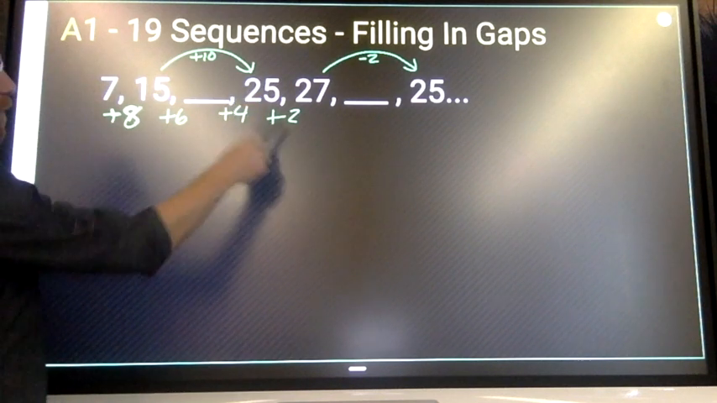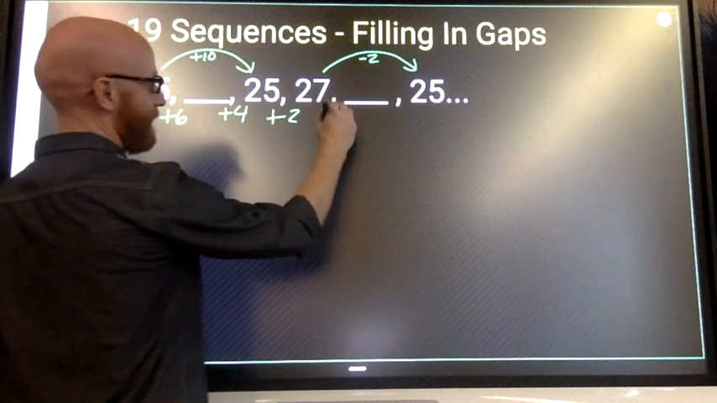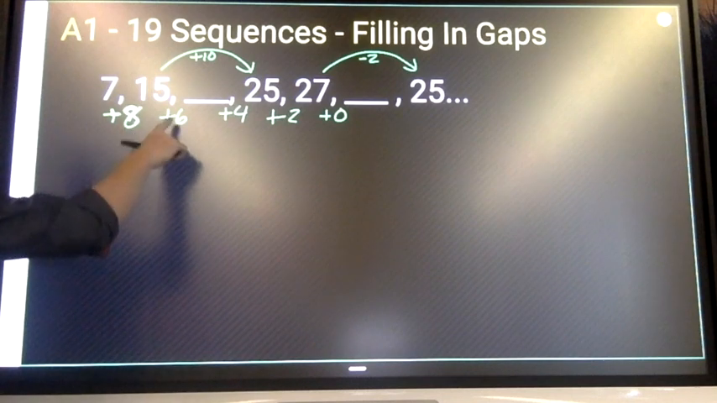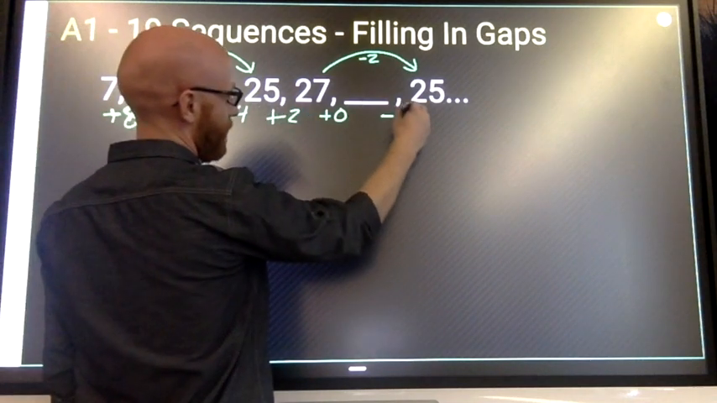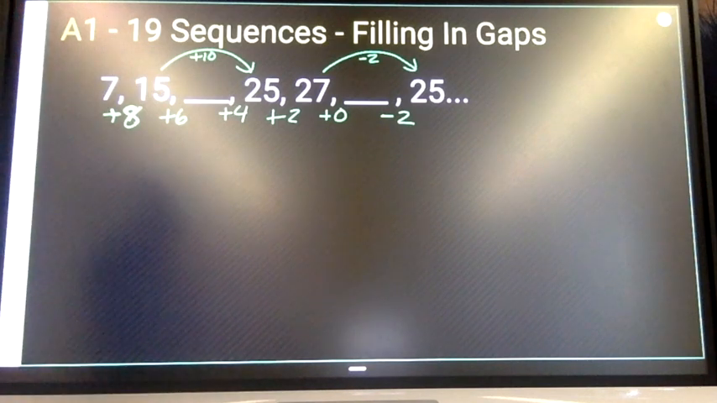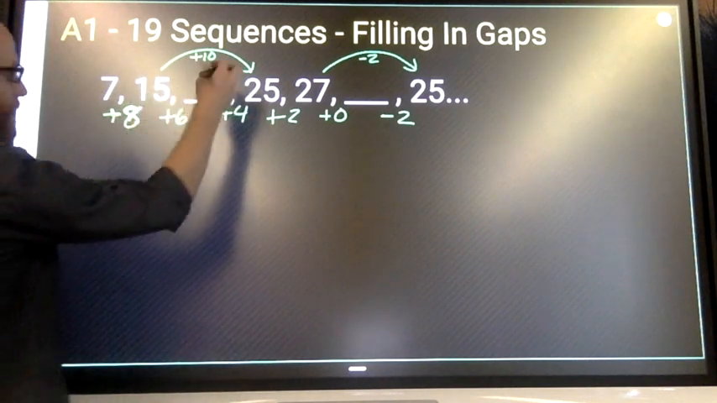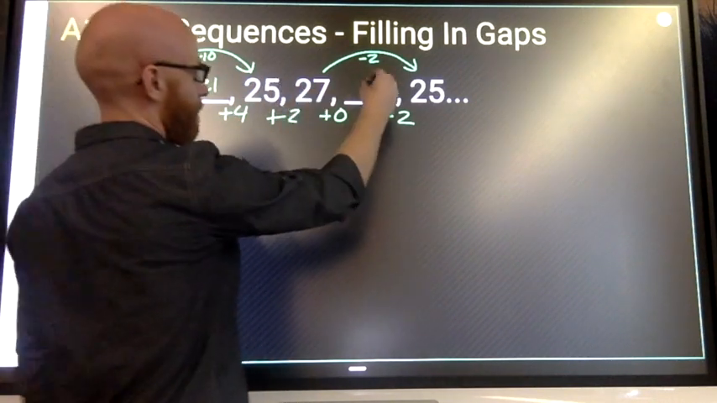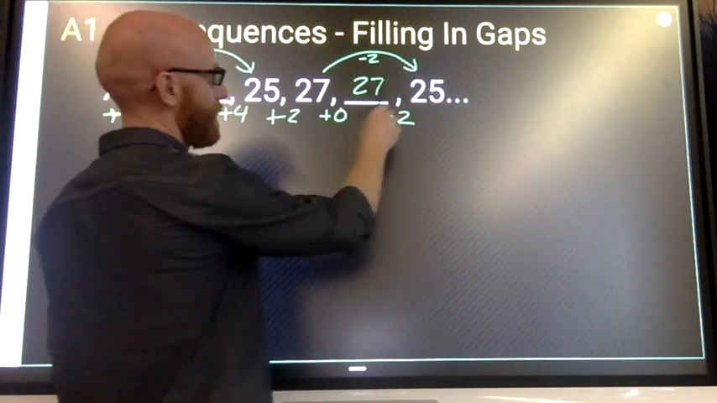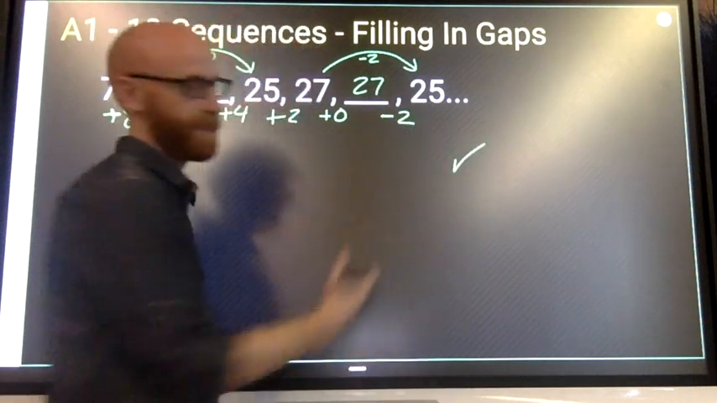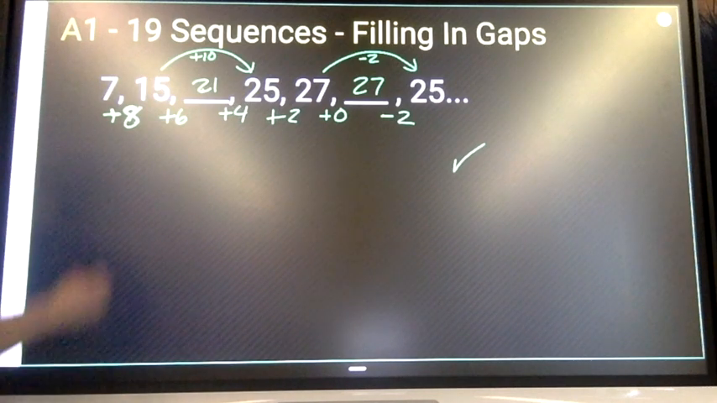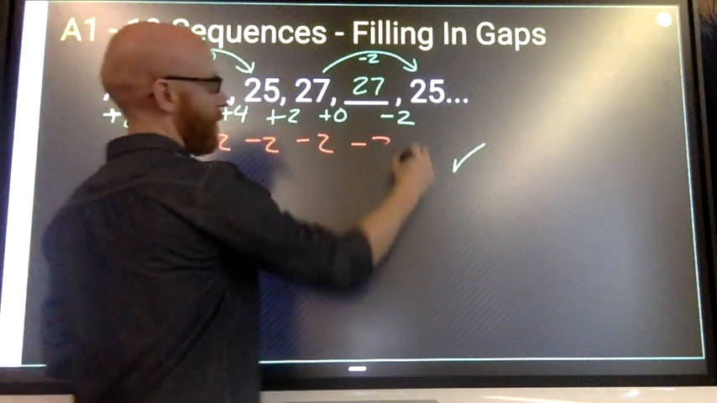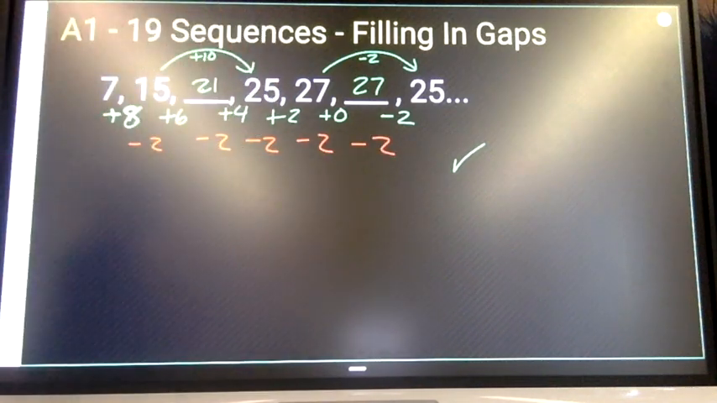All right, 8, 6, 4, 2. What would I add next? I would add 0 next, and after 0, look, I'm going down by 2's. Minus 2, minus 2, minus 2, minus 2, 0, minus 2. All right, now let's see if that will work out. 15 plus 6 is 21. 21 plus 4 is 25. Good. 27 plus 0 is 27. 27 minus 2 is 25. Cool. This is a second difference sequence. All right, because we got our minus 2, minus 2, minus 2, minus 2, minus 2 as our second differences. All right, and we filled in the gaps.